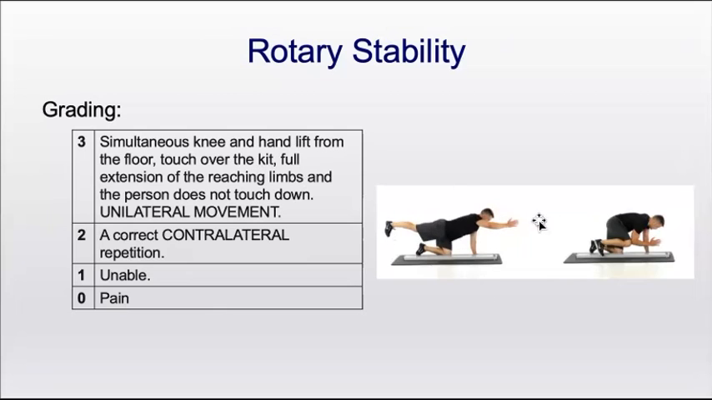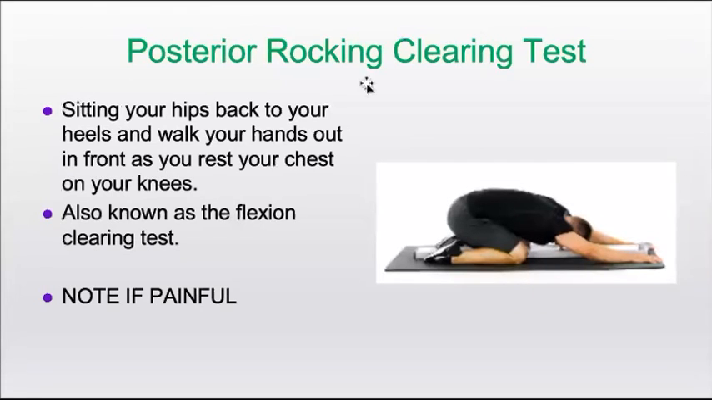If you're unable to do this, then what you would do is use your right arm and your left leg. And if you're able to touch your right elbow with your left knee, extend them overhead, and then touch again, this would be scored as a 2. If they're unable to complete this, it's a 1, and if they have pain, it is scored as a 0. Now, for this particular movement, the rotary stability, we have a posterior rocking clearing test or a flexion test, and this is essentially child's pose. If there's no pain, then again, you can move on.